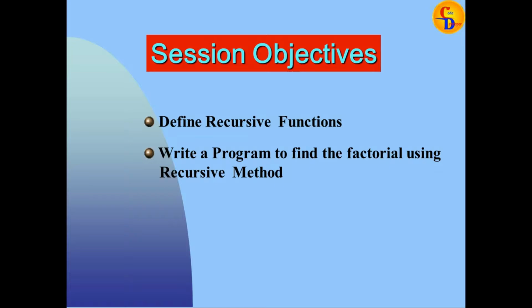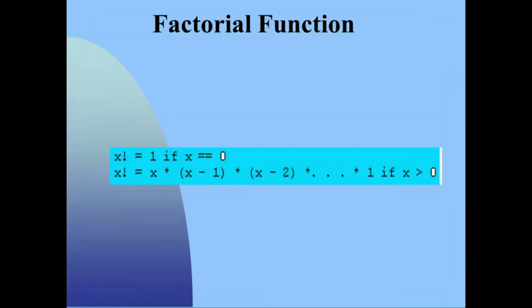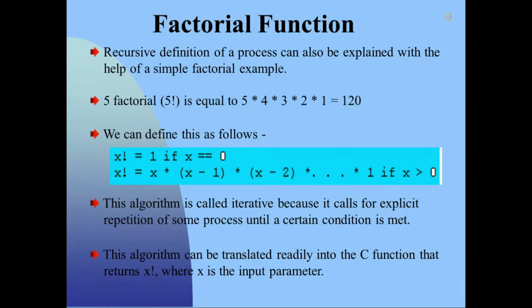Write a program to find the factorial using the recursive method. This is a simple example program. So, recursive function: the definition of a process can also be explained with the help of a simple factorial example. For example, 5 factorial is equal to 5 into 4 into 3 into 2 into 1, equal to 120.